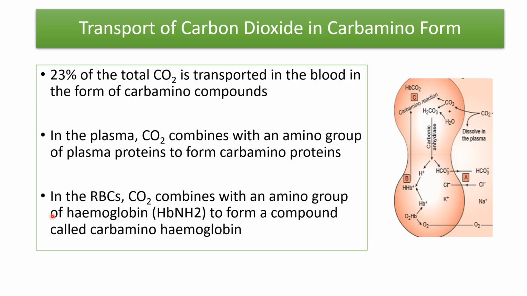23% of the carbon dioxide is transported in combination with protein. When it is combined with the amino group of plasma protein, it is known as carbamino protein. And when it combines with the amino group of hemoglobin, it is known as carbaminohemoglobin. Here you can see when some of the carbon dioxide enters the RBC, it will combine with the hemoglobin and form carbaminohemoglobin. This is it.